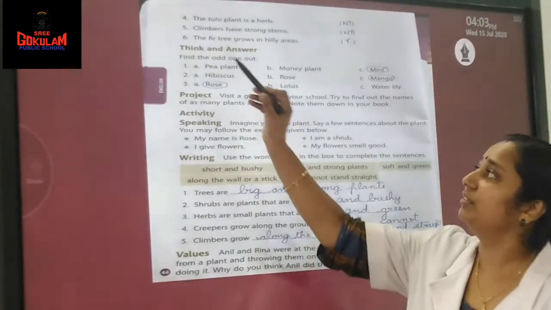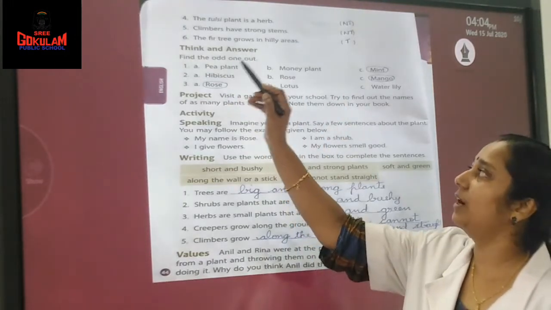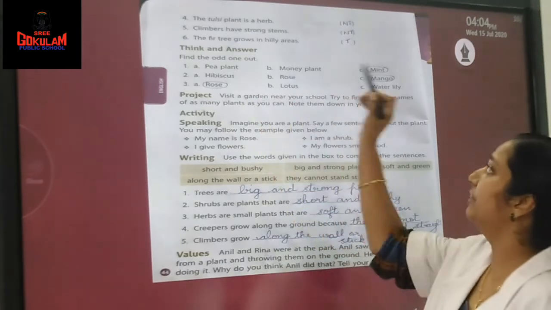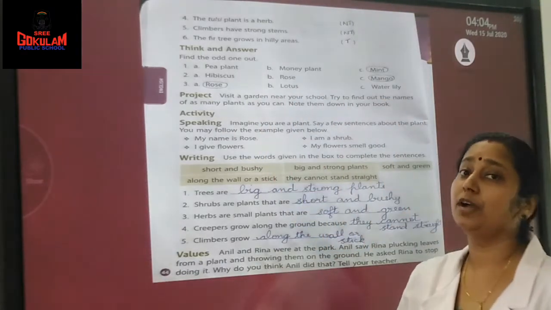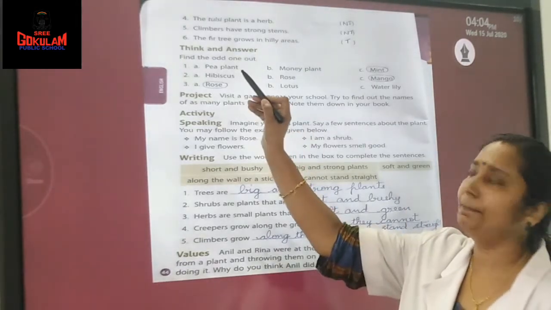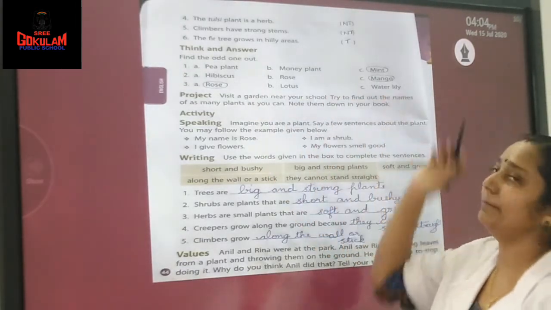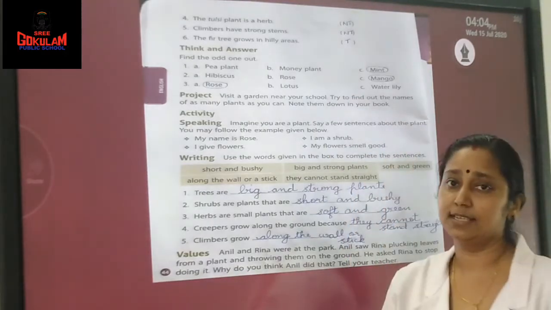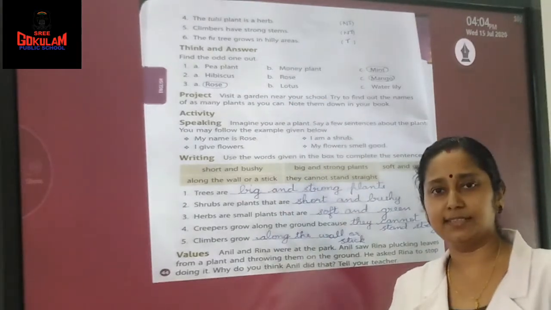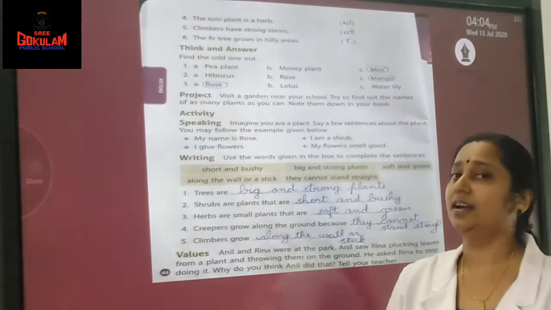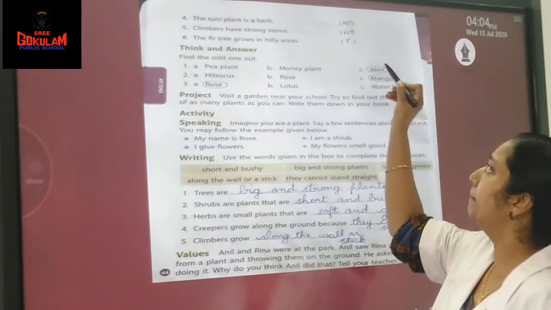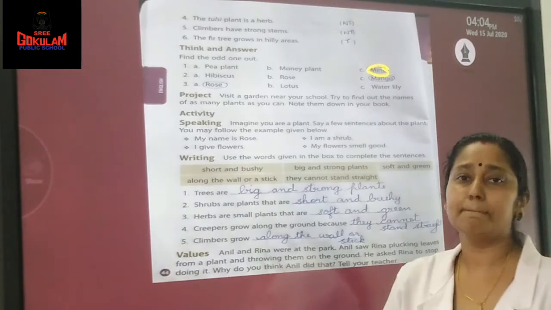Okay? Now think and answer. Find the odd one out. Now you can see different words written here. You have to find out the odd one. What is different? Pea plant, money plant and mint. Why did we just circle mint? Yes, because pea plant and money plant are climbers. Mint is a herb. So that is the odd one. That's why we just circle the word mint.